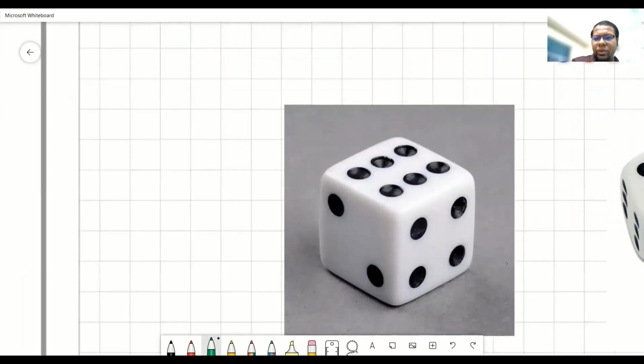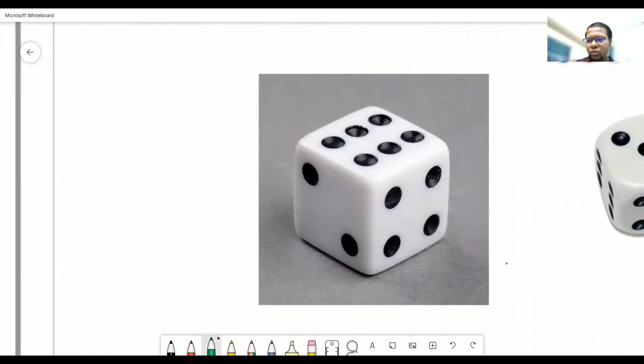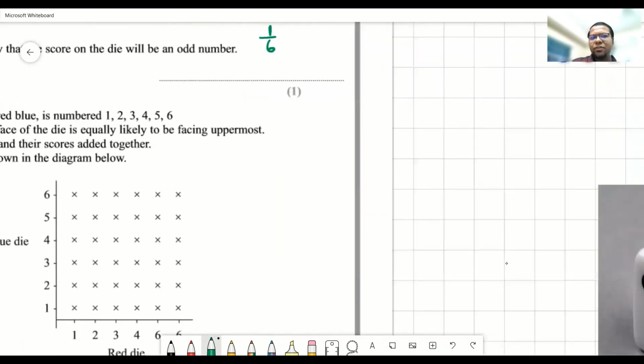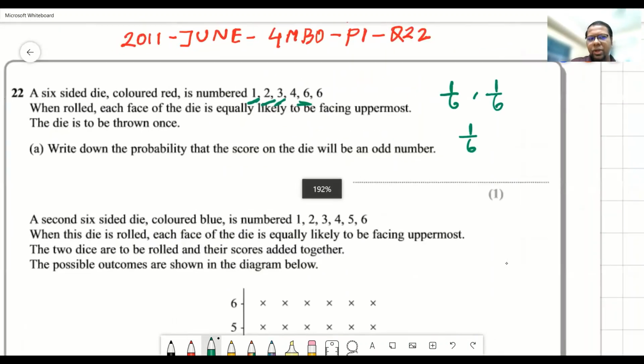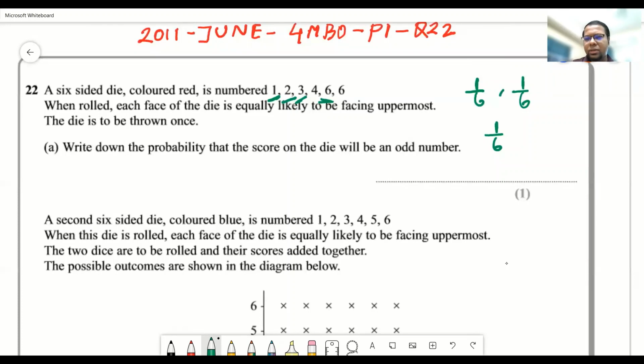You can get either 1 or 2 or 3 or 4. So a total of 6 events are possible. I'm calling getting 1 or 2 or 3 an event. So 6 events are possible, and obtaining 1 will be one of them. So the probability of getting 1 is 1 by 6. Probability of getting 2 is 1 by 6. Probability of getting 3 is 1 by 6.